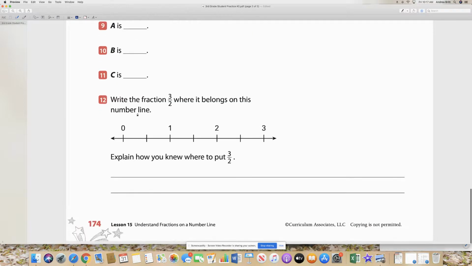Last but not least, number 12, you're going to tell me or show me where 3/2 goes out on this number line. So there's going to be a 3/2 over here off to the side, and you're just going to drag it to where it goes. But then you have to explain how you knew where it went using words.